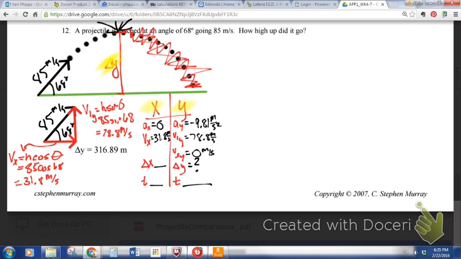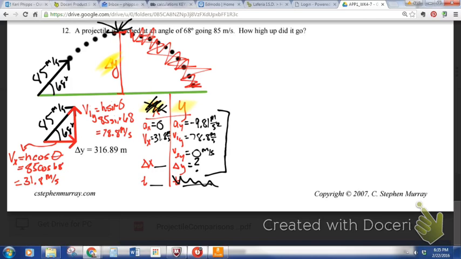Now take a look at what we have here. You've got 3 knowns and 1 unknown. That's all you need to solve a problem. So in this case, when you're looking for how high, you don't need any of the x stuff. You don't need any of it. We're just going to use just the delta y stuff. Now, for this one, if we're looking for delta y, we're looking for the height. That means we don't care about the time.